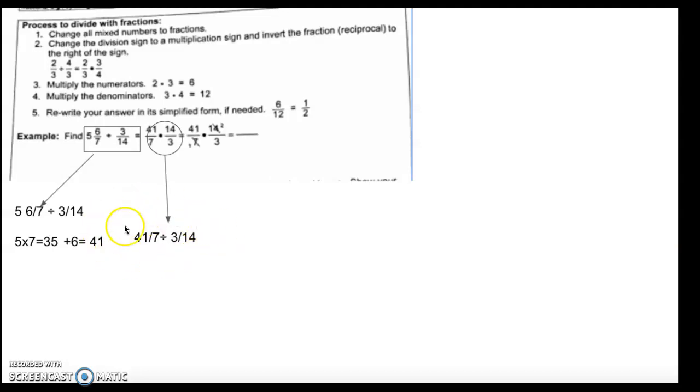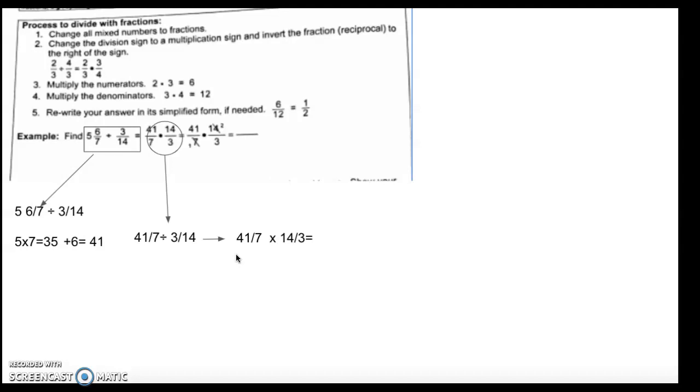So now I kind of have it set up like they do over here, except I haven't turned the divisor into a reciprocal yet. So we have 41/7 and 3/14. So now what do we got to do? We got to change this to the reciprocal. So now it's 41/7 times 14/3.